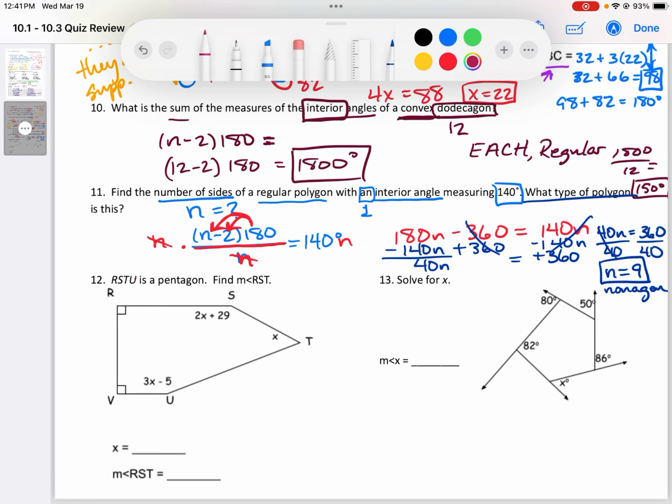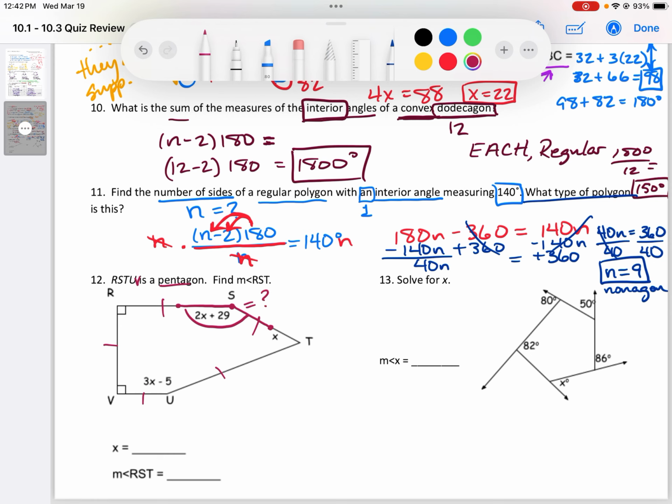So the first one says that RSTU, and I think there's supposed to be a V there. RSTUV is a pentagon, so it has 5 sides. 1, 2, 3, 4, 5. And we're trying to find the measure of RST. So from R to S to T. Let me make that a little straighter. There we go. So we're trying to find this angle right here.